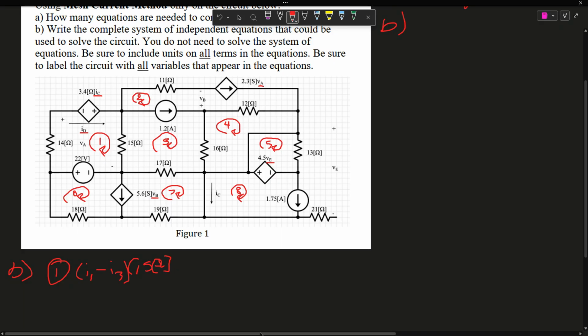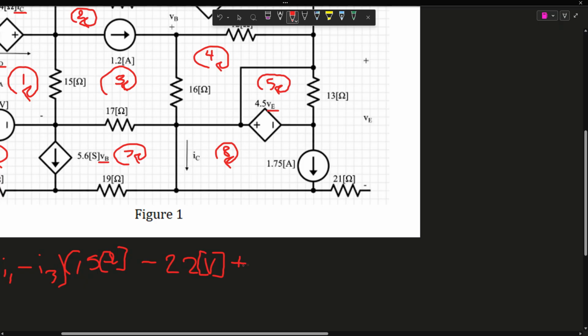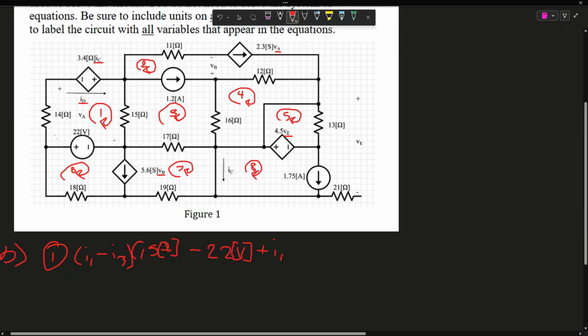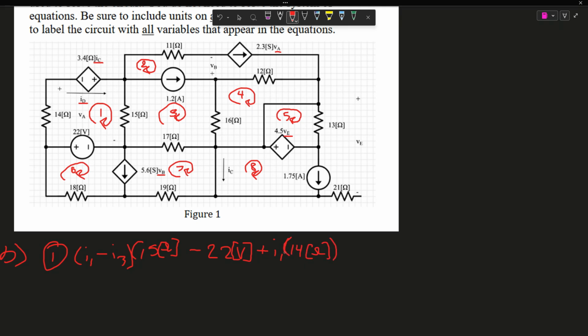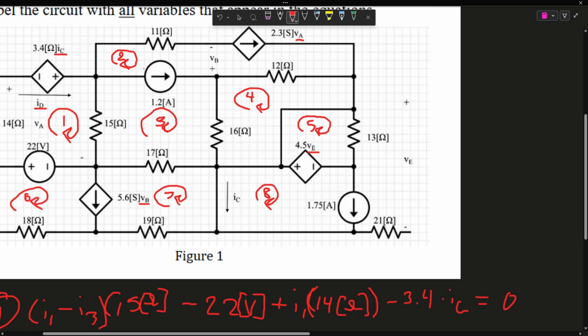And then, since this is a KVL, we have to minus 22 volts this way. And then plus I1, because we're going now this way, times 14 ohm. And then we have our minus 3.4 times IC. And all this is equal to 0. So this is our loop. This is our KVL. Going on to this loop right here.